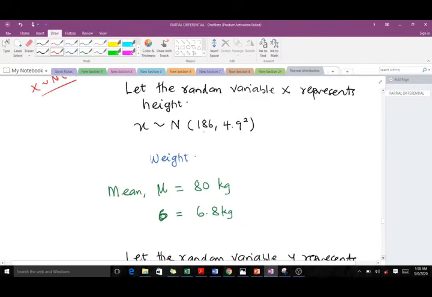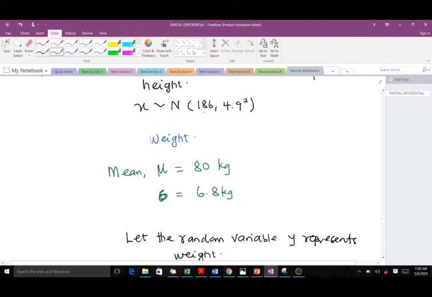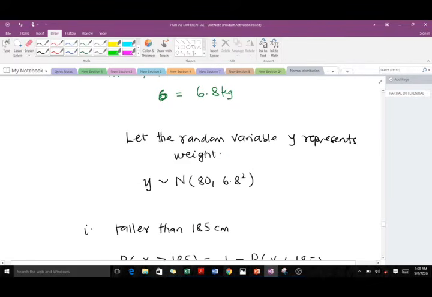Then we go to the weight. So with the weight, the mean is 80 kilograms, the standard deviation is 6.8 kilograms. So when we let the random variable Y represent the weight, then that means you're going to have Y is whatever we have here, where this is our mu, this is our sigma squared, right? So these are just the notations that we need.